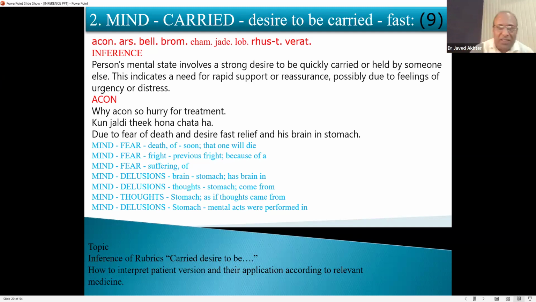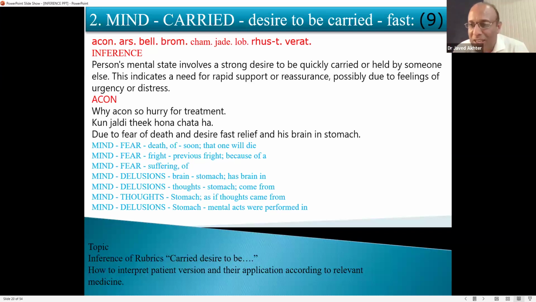Aconite single rubric. You can see brain, stomach has brain in. Here you can see it. Delusion thoughts, stomach comes from. Delusion stomach has thoughts, comes from. Delusion stomach, acts were performed in. Okay. Mental acts are performed in. This is a very important core of this aconite. You can feel it. When you feel hungry or when you feel something, your thoughts come from the stomach, your brain becomes stomach. Your brain becomes stomach and stomach becomes brain.